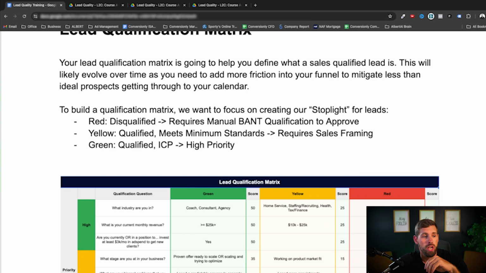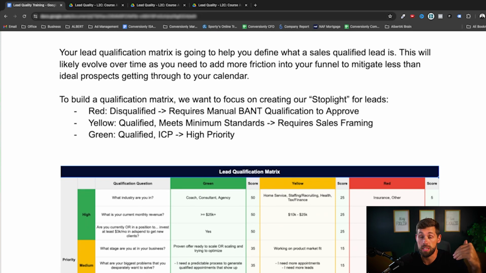Regardless of which, to build your qualification matrix, we ultimately want to focus on creating a stoplight. A stoplight, if you think about driving in a vehicle in the United States anyway, you have green lights, yellow lights, and red lights. Red lights mean stop. Yellow means proceed with caution, and green means continue on forward. Essentially, our qualification matrix is designed so that whenever you have a stoplight or a red light, if you will, that requires manual BANT qualification to approve that prospect.